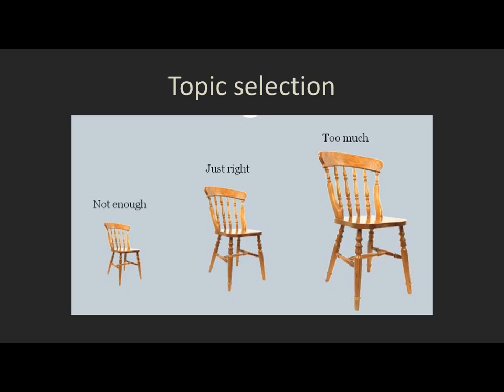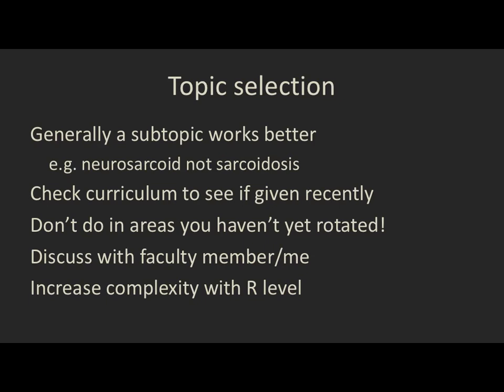And again, this can depend on how much time you have to present and what R level you are. Generally speaking, a subtopic is going to work better. So, for example, talk about neurosarcoidosis, not sarcoidosis, which is a massive topic, and you'll only be able to cover it very superficially in a 45-minute or 1-hour period.